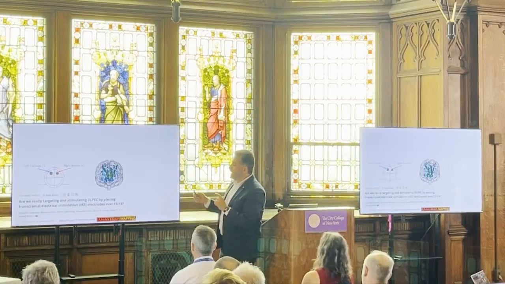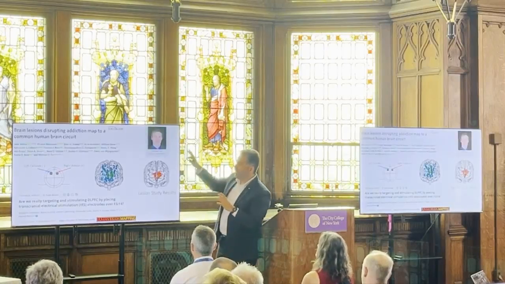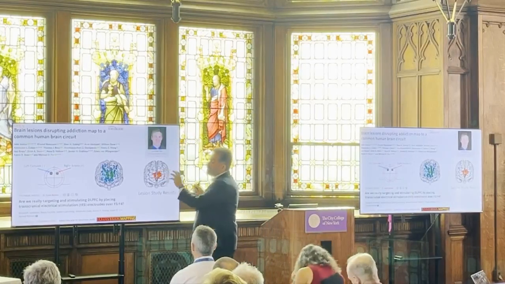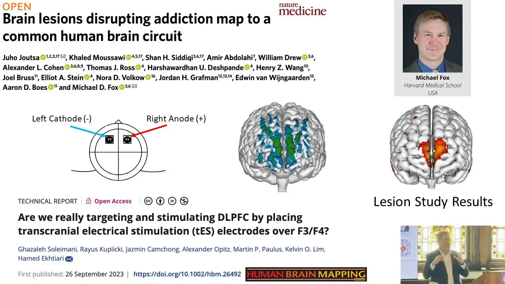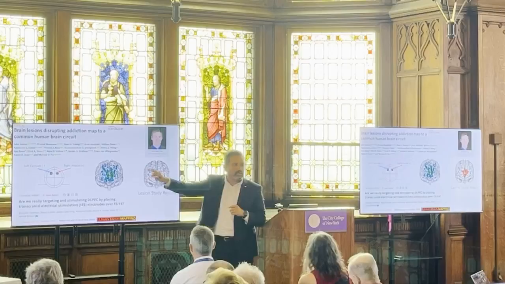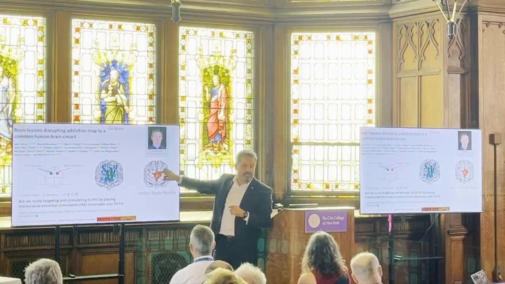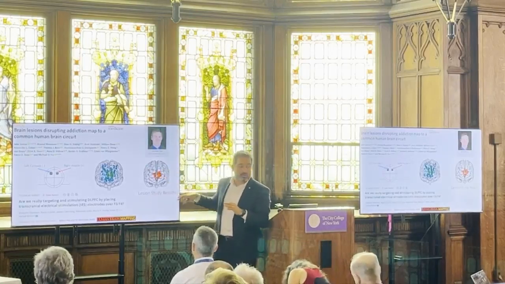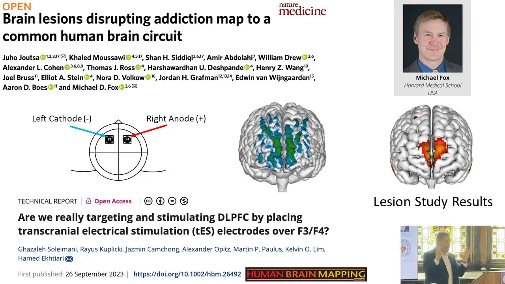Interestingly, we have a nice publication from Michael Fox's team recently that showed one of the major nodes involved in changing drug use behavior among nicotine users and alcohol users in a network would be the frontopolar cortex. And you can see that these nodes are pretty overlapping. They show that this area would be important for changes in using alcohol and nicotine in a lesion study, and this site is pretty much overlapping with the frontopolar site that we have been discussing.